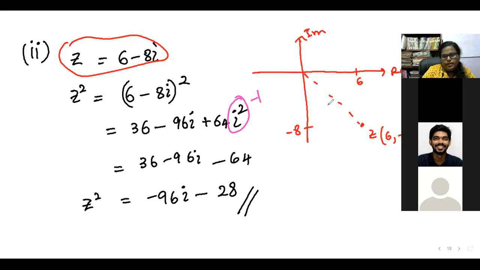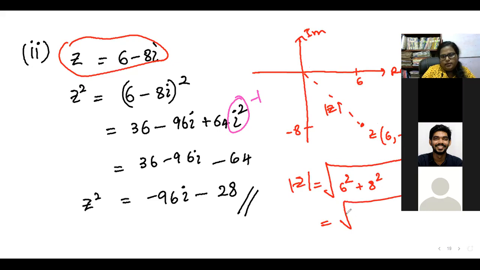That means you have to take the square terms of this one. So when you find the Z value, we can find this one as the square root of 6 square plus 8 square. So we can simplify this one as 36 plus 64. So the modulus value of this one comes out as square root of 100. So it is 10, right? So this is the value of modulus Z. And we will go for the next one.